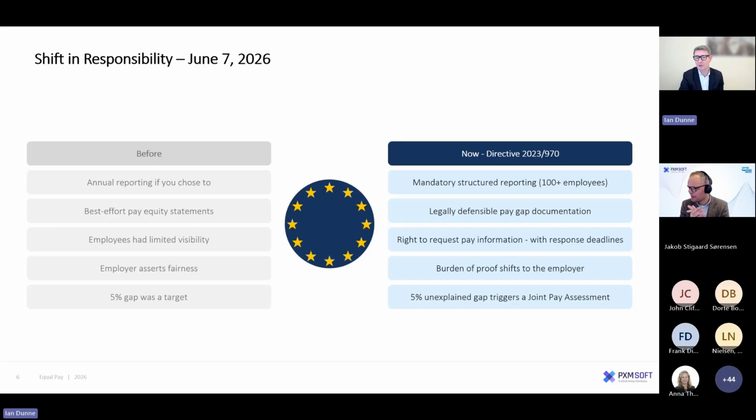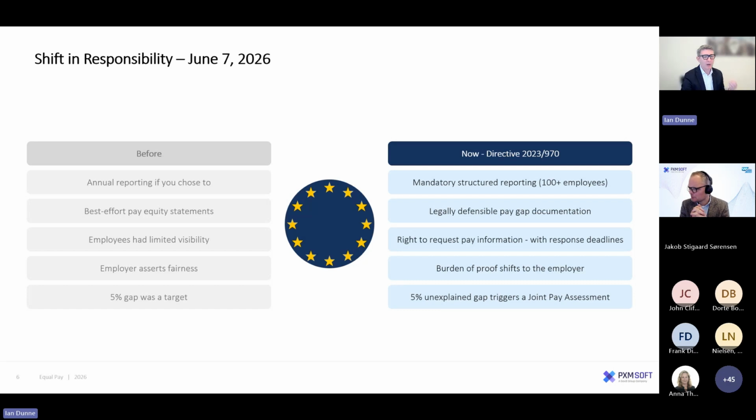If we look at the column on the left, before the directive comes into force, the expectation was largely self-regulated. So annual reporting, if you choose to do so. Some organizations we have seen have done that, others have not. So it's best-effort pay equity statements. The employer asserted fairness, of course, and that was broadly accepted in the market. So that self-regulation approach was the way.